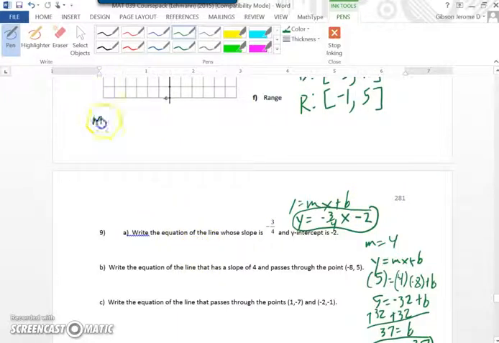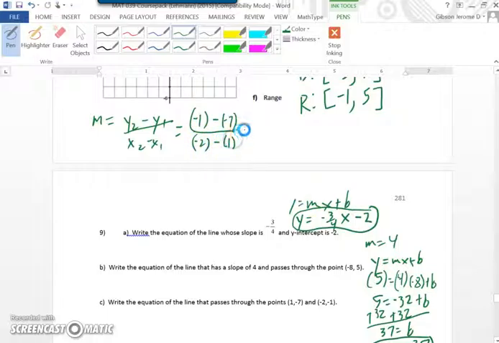So for c, we would do the slope formula. We know that's y sub 2 minus y sub 1 over x sub 2 minus x sub 1. So y sub 2 will be negative 1, y sub 1 is negative 7, all over x sub 2 is negative 2 minus x sub 1 is 1. So this would be negative 1 plus 7, which would give us 6, and then that's over negative 2 minus 1, which would give us negative 3. 6 divided by negative 3 is negative 2. So our slope is negative 2.